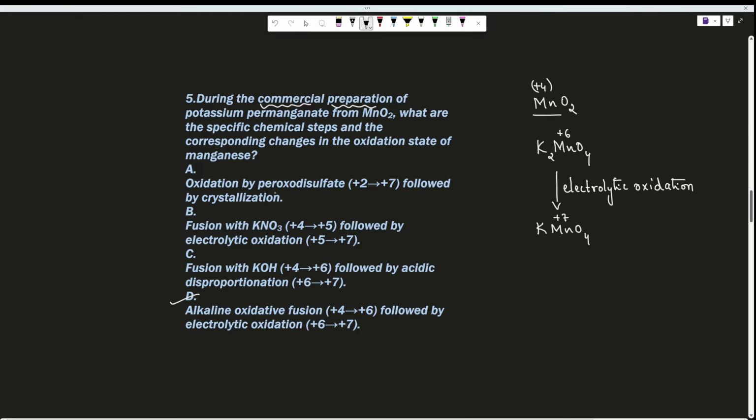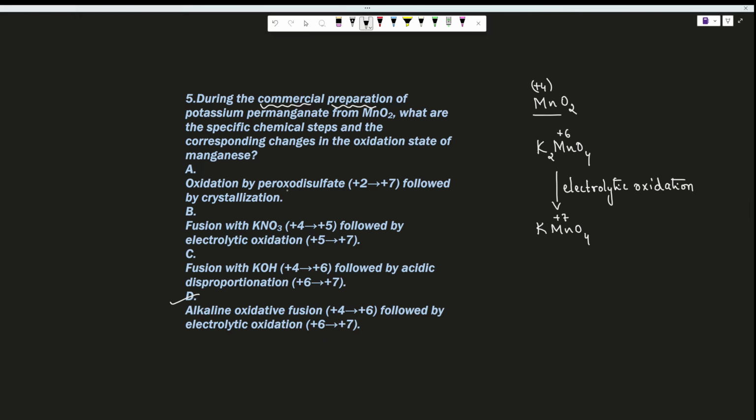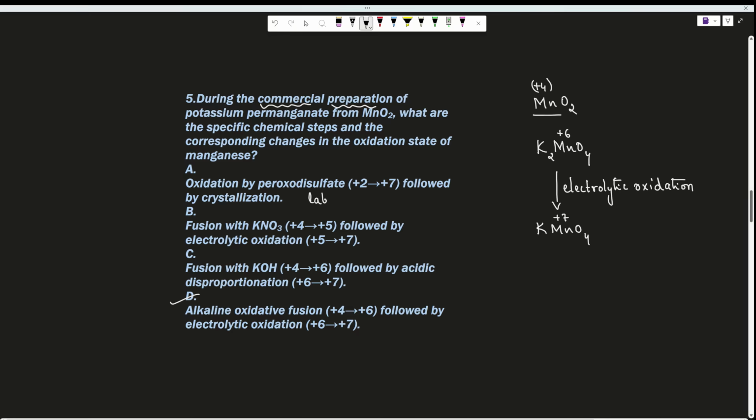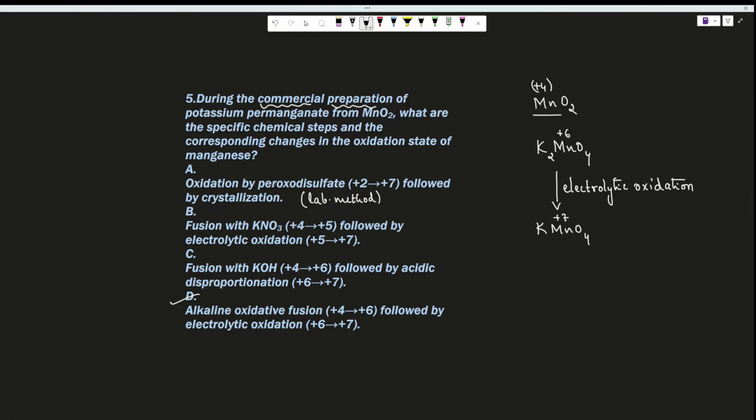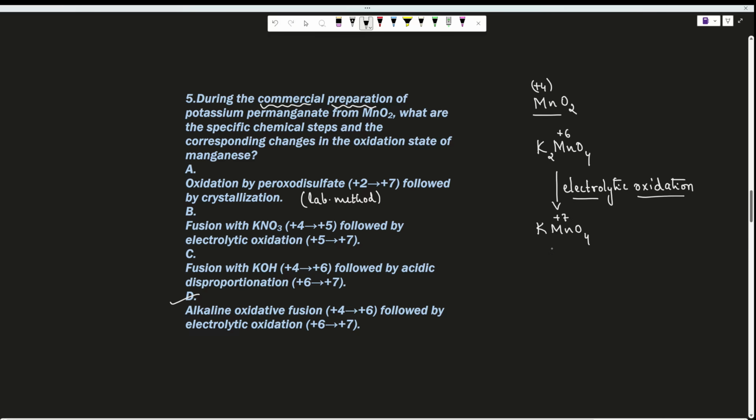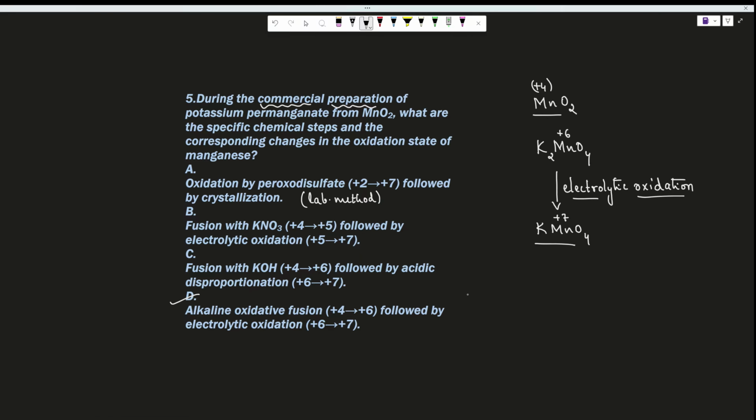See, actually peroxodisulfate we use, but this is a laboratory method. Okay, so this is not commercial preparation. Then option C, fusion with KOH and then acidic disproportionation is one more method. Okay, but usually commercial preparation will not take this disproportionation reaction. It will prefer electrolytic oxidation so that you will get a single product, that is KMnO4. Okay, so next one.